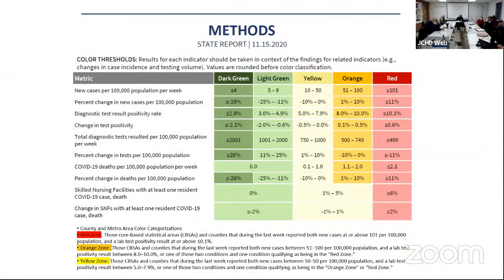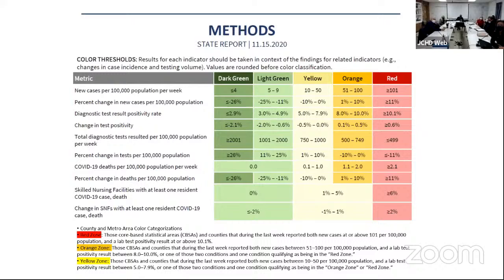Again, just letting you know the methods for choosing the indicators, so there are different metrics which go down the left-hand side, everything from new cases per 100,000 a week to COVID deaths per 100,000 per week. And then depending on what our local numbers are, that makes the decision as to whether or not that indicator is red, yellow, green, blue, sorry, orange.